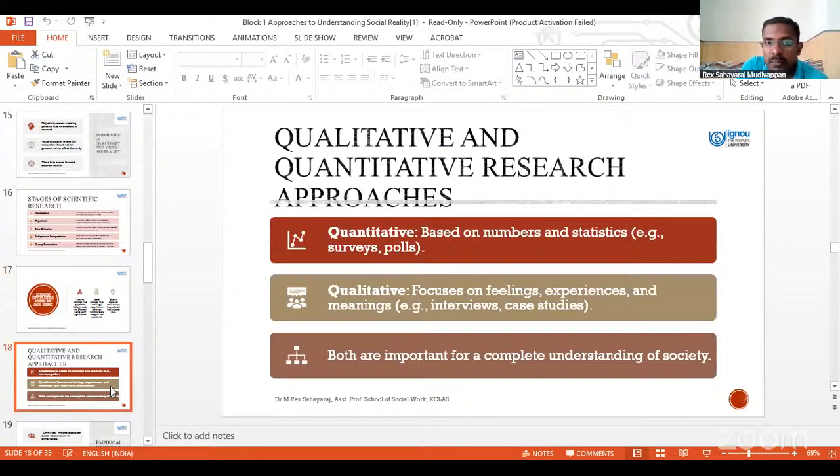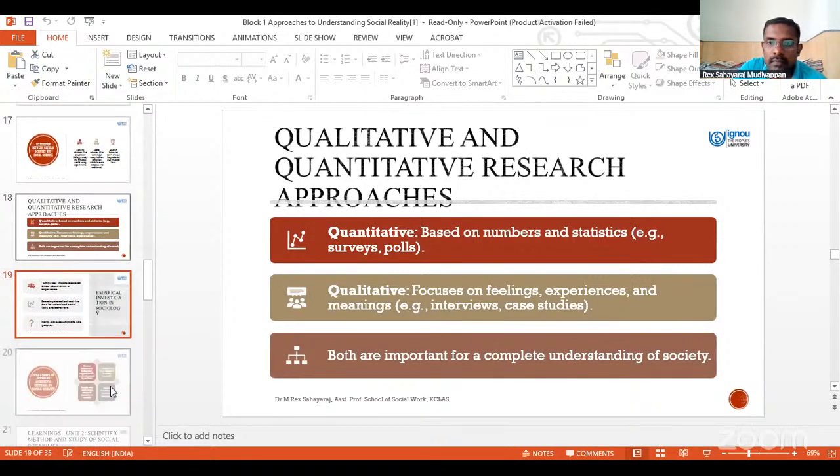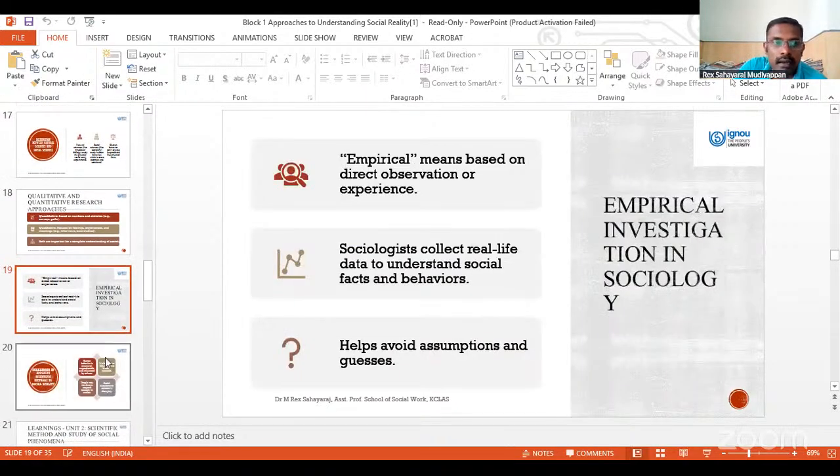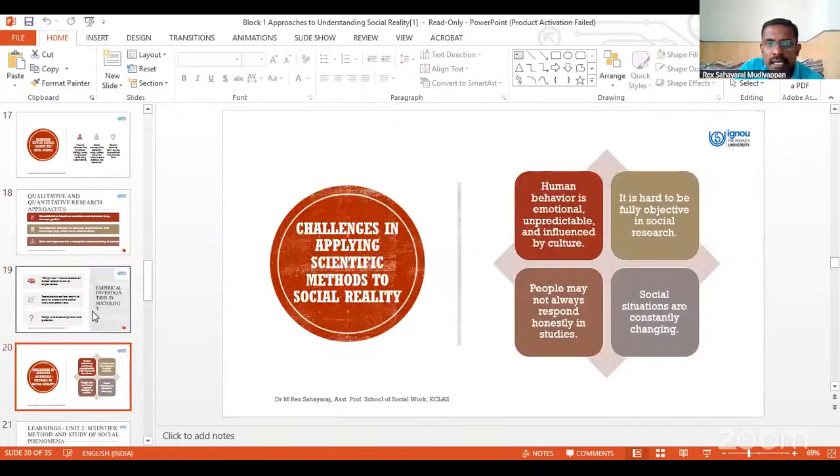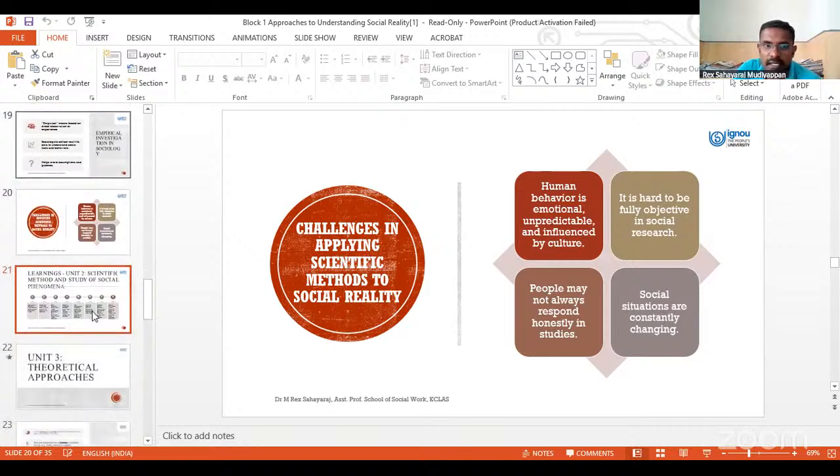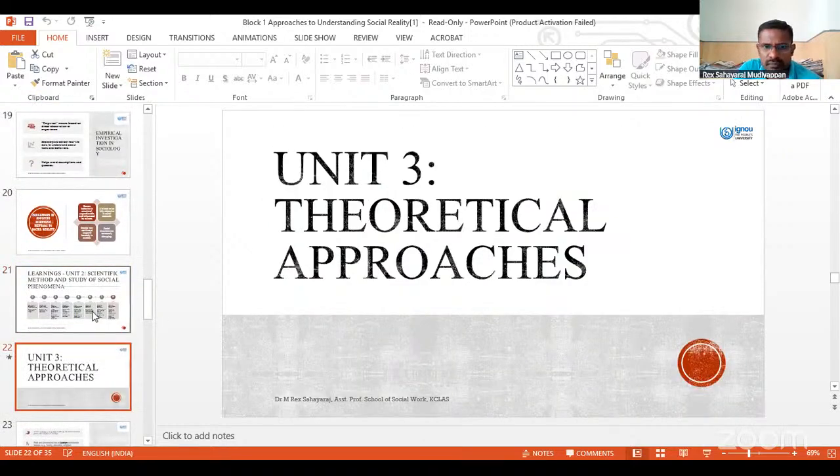Very important. So qualitative and quantitative research approaches, as I have said: quantitative is based on numbers. Qualitative focuses on feelings, experiences, and meanings. And the example which I have given is qualitative because we are going to do a study on how the couples are behaving in the family. Right? So we have discussed what empirical means. Empirical challenges in applying scientific methods to social reality: human behavior is emotional and unpredictable. We have discussed.